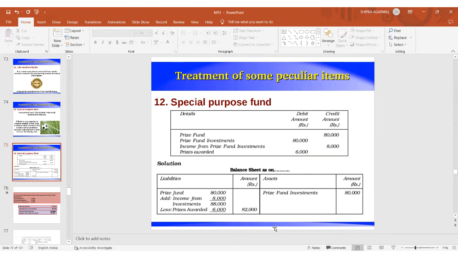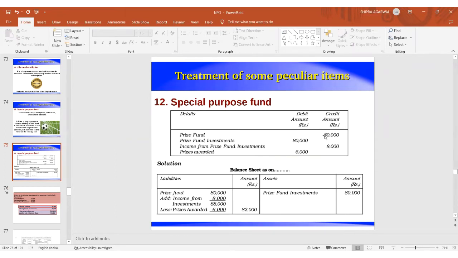And then you will finally show the amount. Now you can just have a look at certain numericals based on how you will deal with the peculiar items. For example, you have a special purpose fund, the prize fund, that is 80,000. Prize fund investments are 80,000. Income from prize fund investment is 8,000 and prizes awarded are 6,000. This is the information given to you. So how do you prepare your balance sheet based on that?